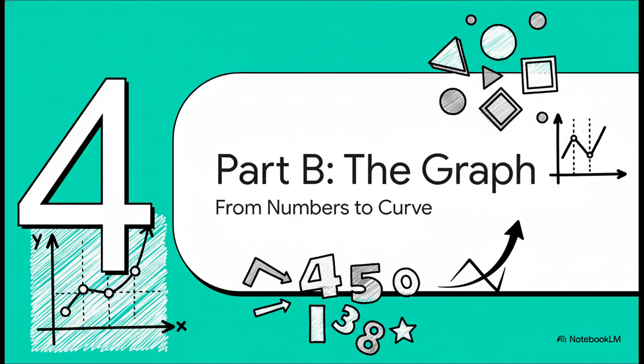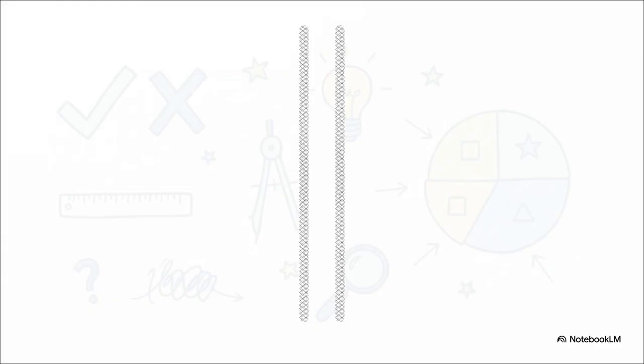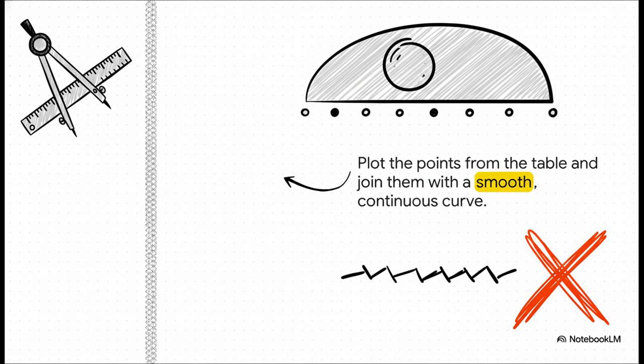This is where we take all those numbers and turn them into a picture. The process here is actually pretty straightforward. You just take each pair of x and y values from your table, like (−2, 5), or (−1, 0), and you treat them as coordinates. Each pair becomes a single dot you're going to plot on the grid. Once you've got all 7 points plotted, the last step is to join them up, and this is absolutely crucial. You have to draw a smooth, continuous curve, that classic U shape called a parabola. Please, whatever you do, don't connect them with a ruler like it's a dot-to-dot puzzle. The examiner is looking for that smooth curve.